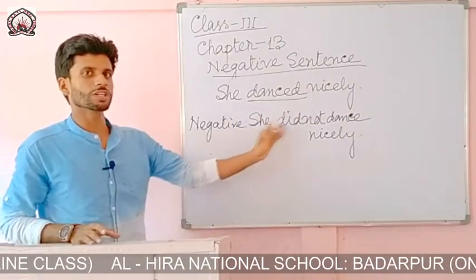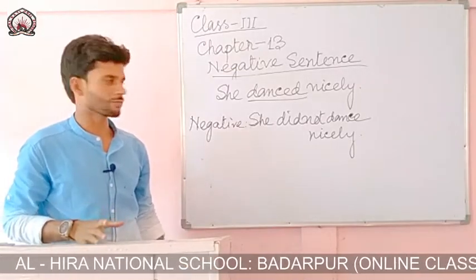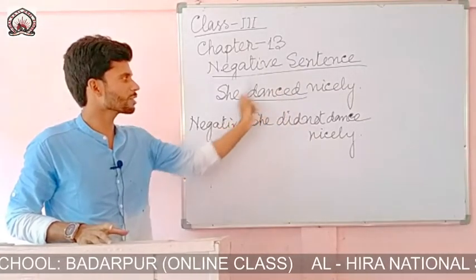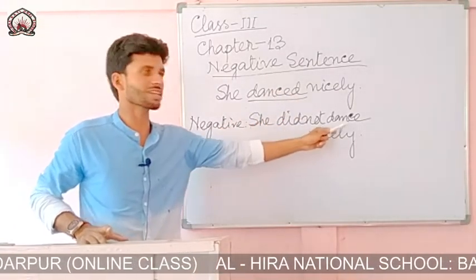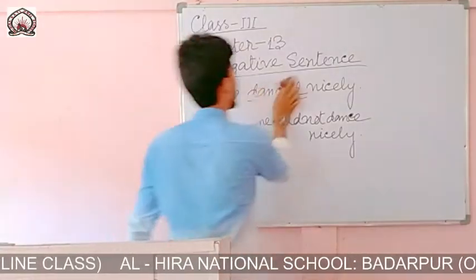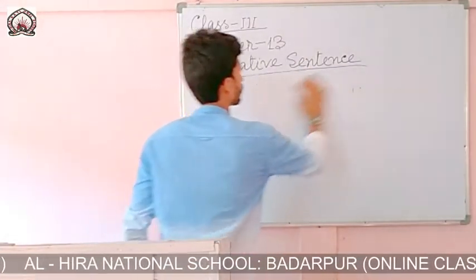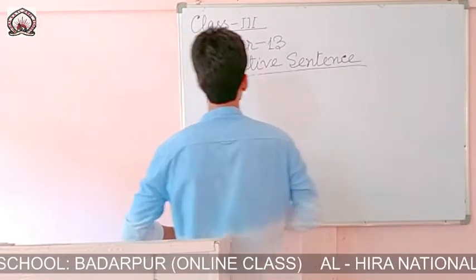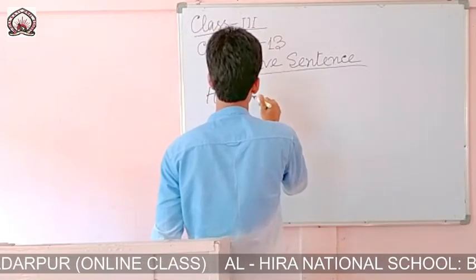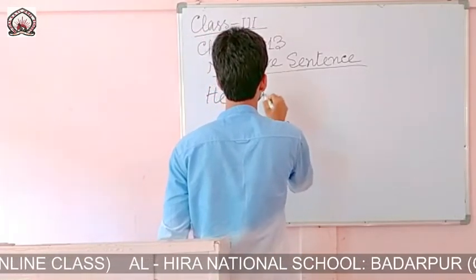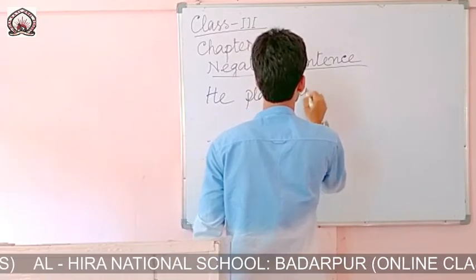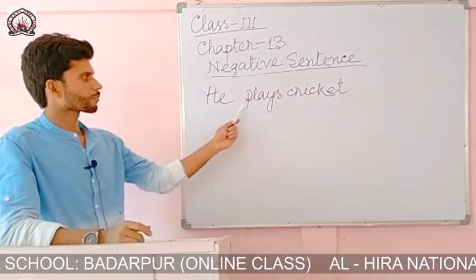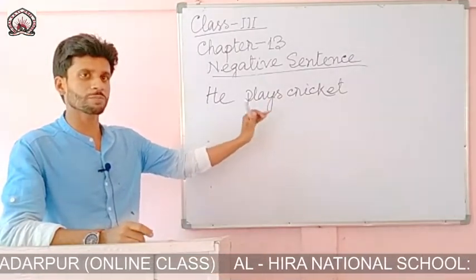So this is how we have to change to negative when the verb is in past tense. Whenever the verb is in past tense, we have to write did not, and then we have to write the main form of the verb. And when the verb is in present tense, like he plays cricket. This sentence is in present tense, simple present.